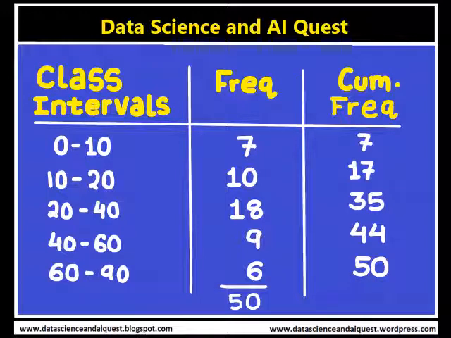The various class intervals along with the frequencies have been provided. We find the cumulative frequency, and the cumulative frequency of the entire distribution can be seen. We find that the cumulative frequency at the end is 50, which is equal to the total number of students, that is 7, 10, 18, 9 and 6, which when added together form 50. So the cumulative frequency also happens to be 50.